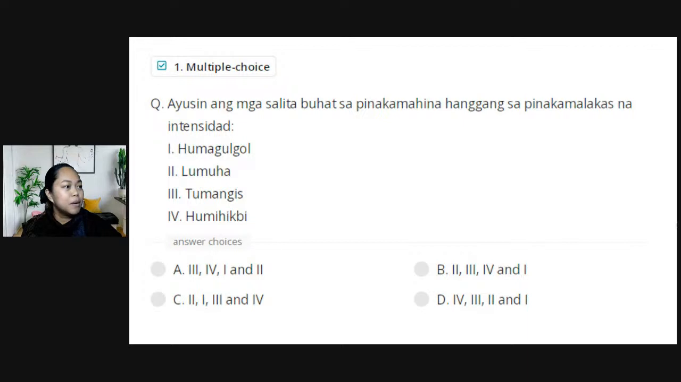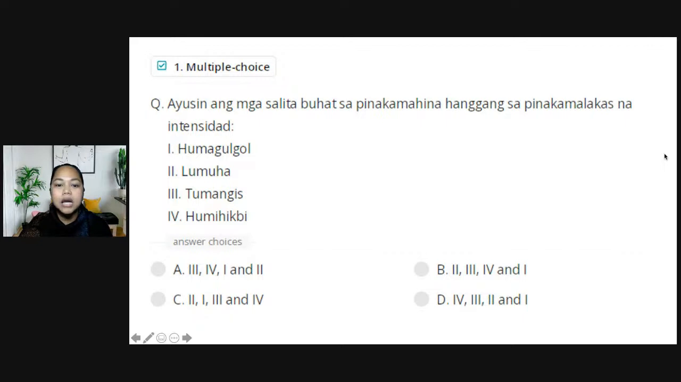May mga nag-change pa. B, may D, may C. Ano kaya yung tamang choice for number 1? Okay, so again, we have to arrange these words. This, of course, is under the category of Filipino. And we have to arrange these words according to their intensity. Ayon sa ating panuto, ayusin ang mga salita buhat sa pinakamahina hanggang sa pinakamalakas na intensidad. So galing sa pinakamahina hanggang sa pinakamalakas.